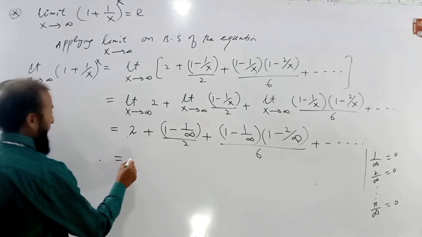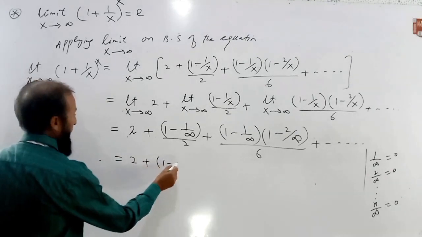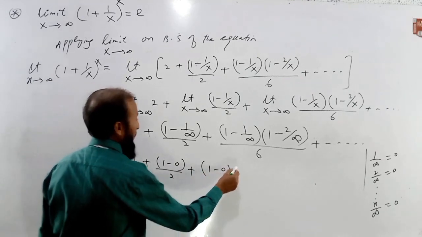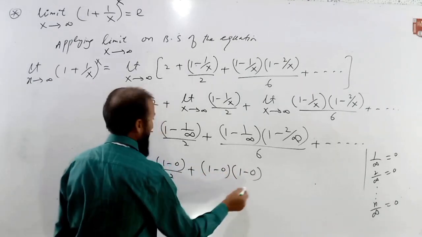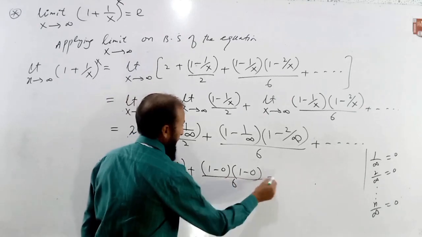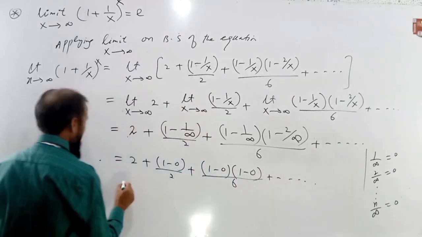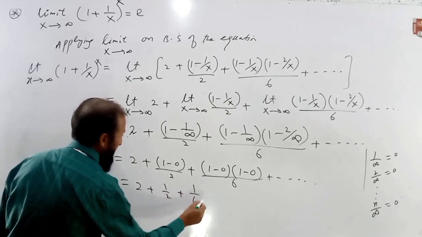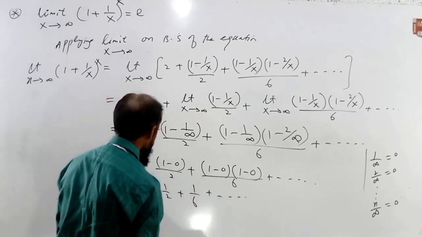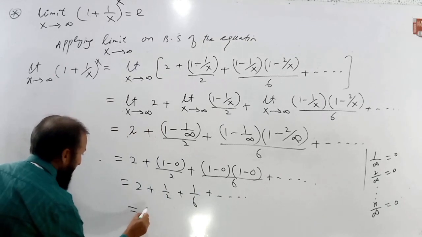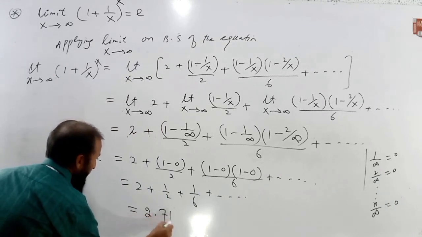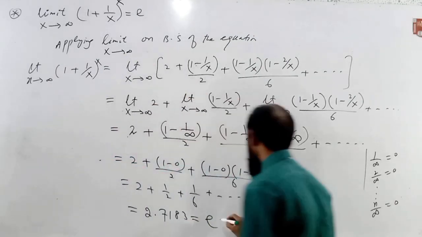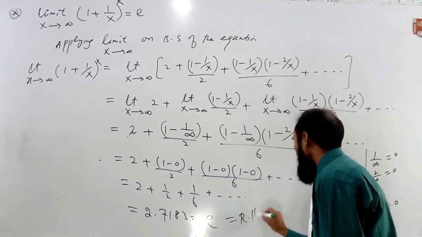Now we will get here 2 plus 1 minus 0 divided by 2 plus 1 minus 0, 1 minus 0 divided by 6 plus up to so on. And we get here 2 plus 1 by 2 plus 1 by 6 up to so on. So if we add, we get 2.7183. This is the value of e, which is the right hand side.